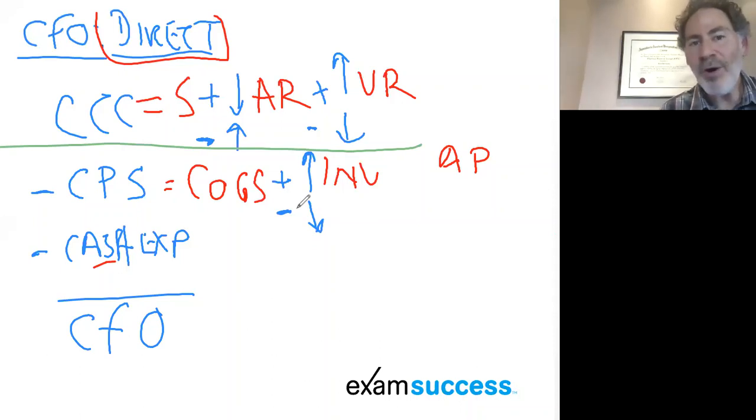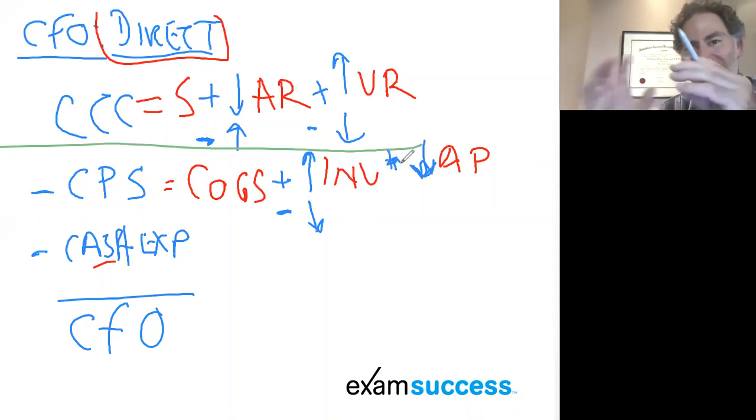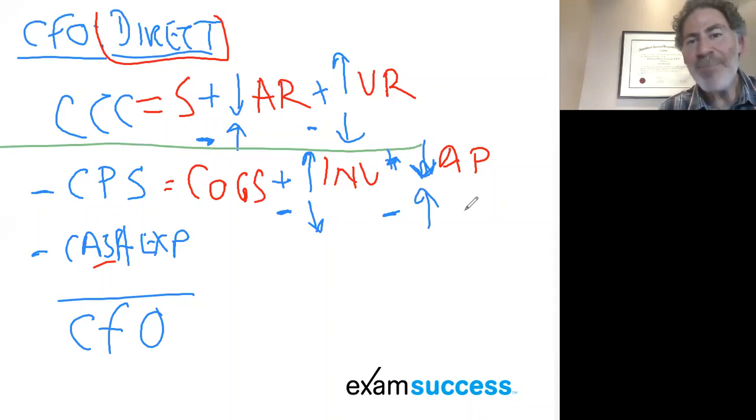Accounts payable. If the accounts payable has gone down, then I'm adding this. Why? That means that's using up my money. It's increasing the payment to suppliers. If the accounts payable goes up, this is freeing up some cash. So I'm reducing this cost of goods sold.